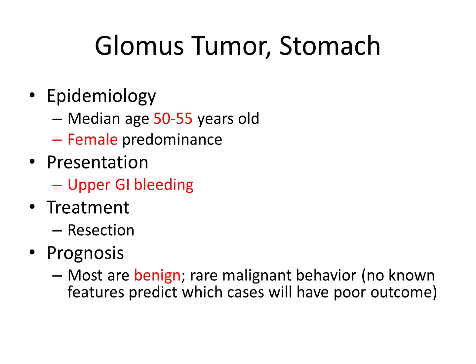The tumors arise in adults with a median age of 50 to 55 years, including a female predominance. They may present with upper GI bleeding. Treatment is complete resection. Most cases have a benign clinical course. There are rare examples with malignant behavior, with no known features that help to predict a potentially aggressive outcome.